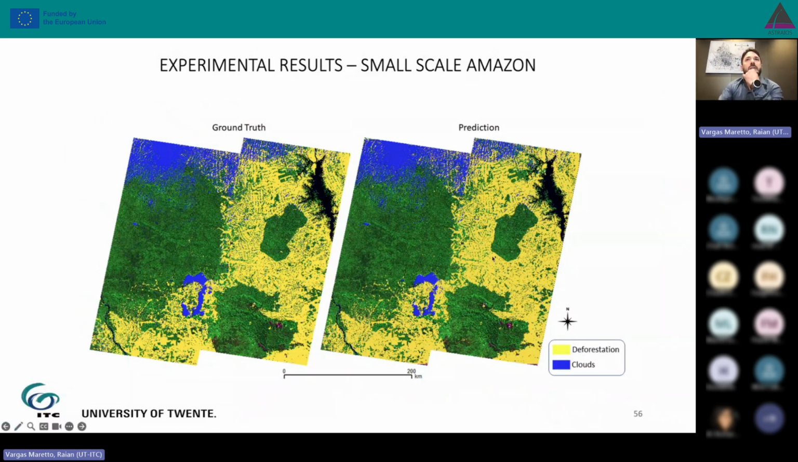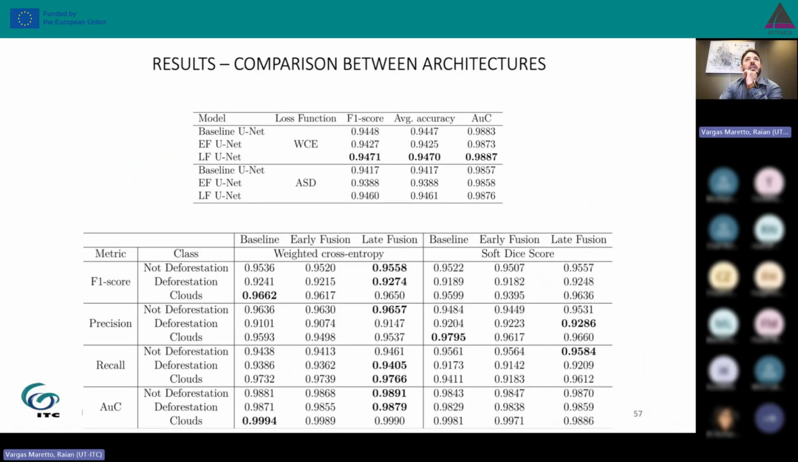So some of the results in the smaller scale in the Amazon, just a visual analysis. And here, these were also the comparisons that we did for developing the model and selecting which loss function to use, because we had to use loss functions. We tried the soft dice loss function and also the weighted cross entropy. And we could see that with the weighted cross entropy, we managed to reach a little bit higher because it balanced a little bit the imbalance between the classes. So it could handle it a bit better than the dice loss.